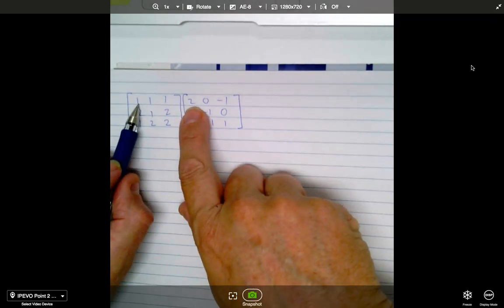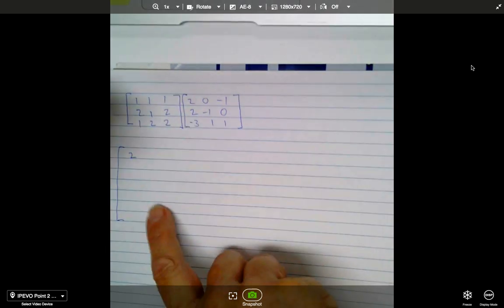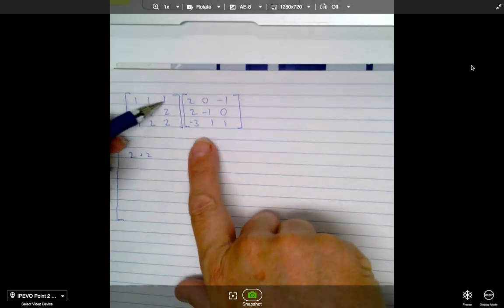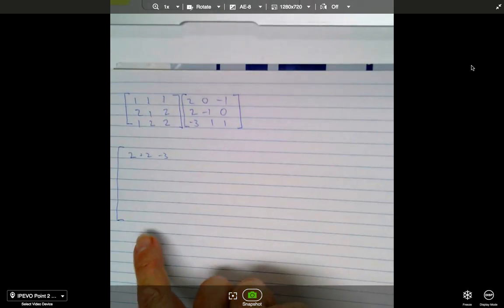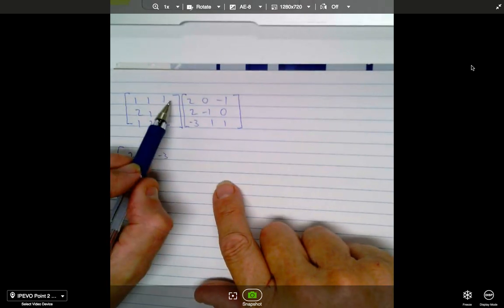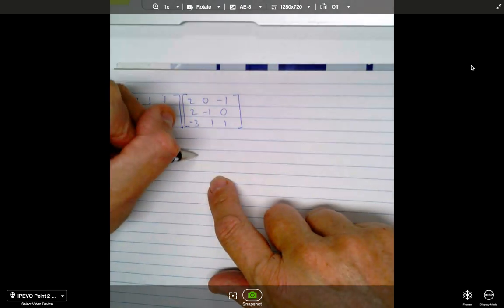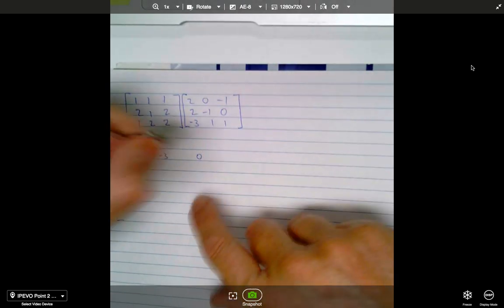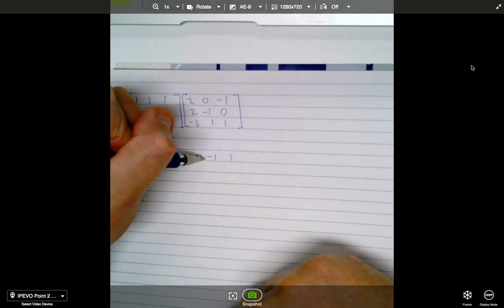We get 1 times 2 is 2. 1 times 2 is 2 plus 2. 1 times minus 3 is minus 3. So that's going to give us the 1, exactly what we want. The next line is going to be across here and down. So 1 times 0, 0. 1 times minus 1 is minus 1. And 1 times 1 is 1. And we're going to add them.